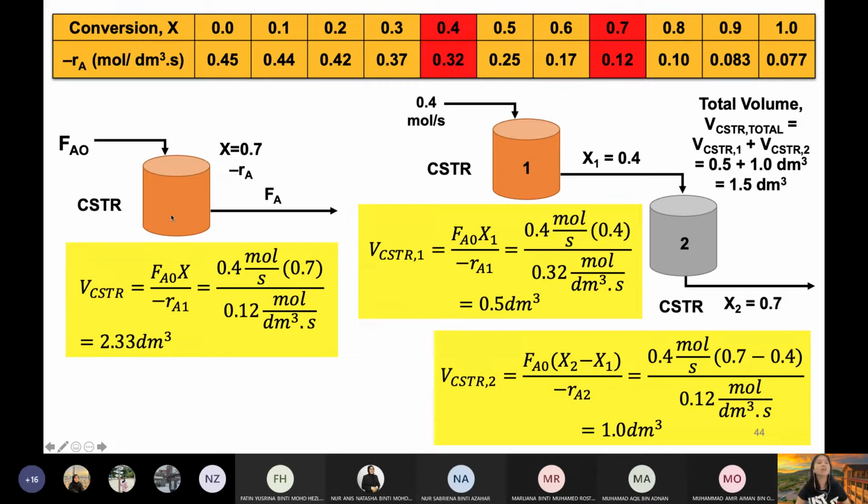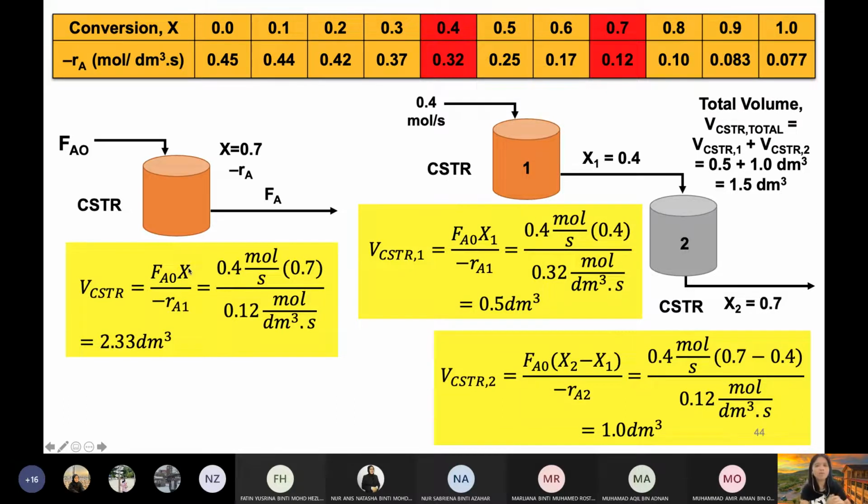Okay, so let me go to first part. Okay, katakan kita nak kira untuk the single reactor first. Okay, so the single reactor from 0% straight away to 70% in the one reactor only. So how big is my reactor? So the formula, volume CSTR equals to FA naught, which is 0.4 as we mentioned, X 0.7.